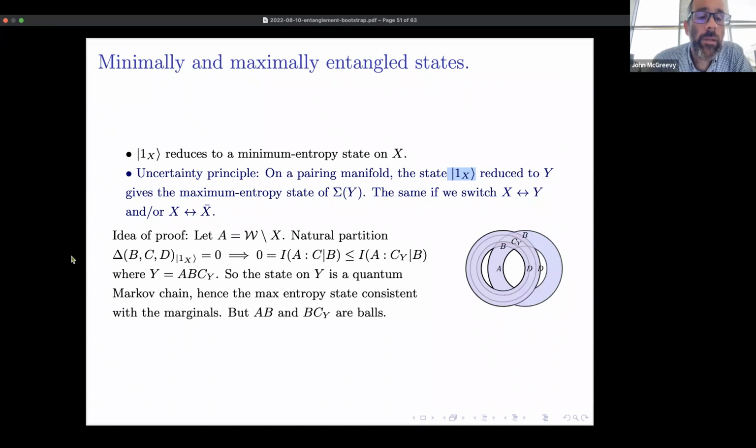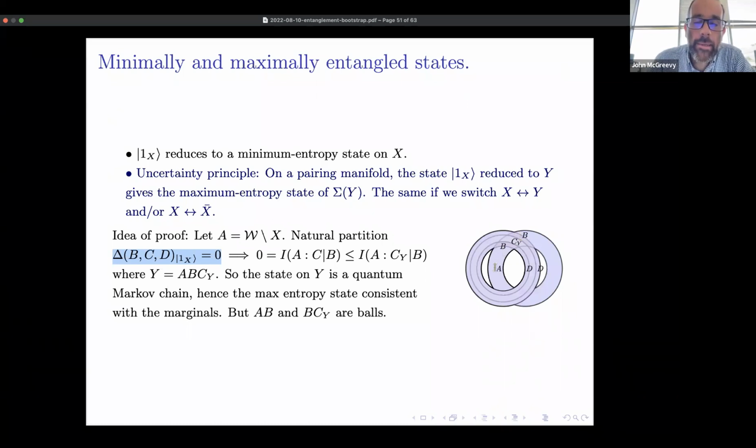And the idea is very simple. It follows from the fact that Y cuts X into a natural partition, which in the state 1 sub X satisfies this identity. And as in its use in the axioms, this implies that for any region A outside of BCD, this state is a quantum Markov chain between A and C conditioned on B. So B is behaving like a buffer.